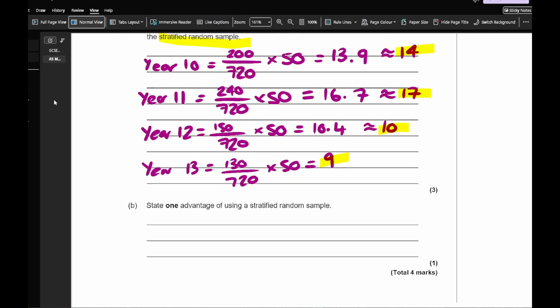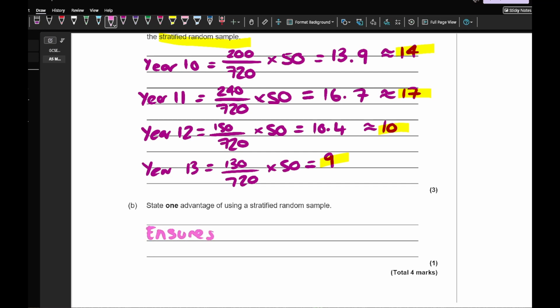Then moving on to B, it says state one advantage of using a stratified sample. For this, hopefully you would know the advantage and disadvantage of each of the sampling methods that you need to know for statistics on the AS course, but a very common answer I would say for a stratified sample is something along the lines of that it ensures each group is represented in the sample. So something along those lines would be absolutely fine. There are many other answers, so you might want to check with the mark scheme to see if you do get that single mark.